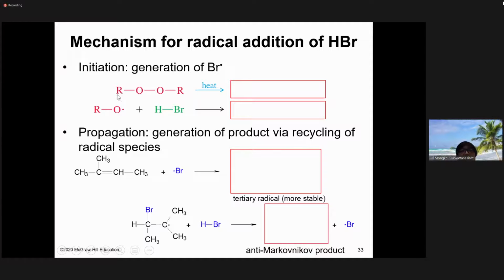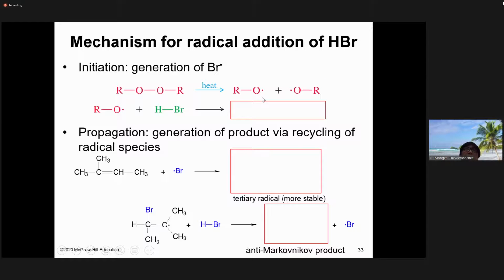Okay, it starts from peroxide. Peroxide is a compound with the oxygen-oxygen bond here. This oxygen bond is quite weak. You can heat it to around 100 degrees Celsius and it will break to form the radical.